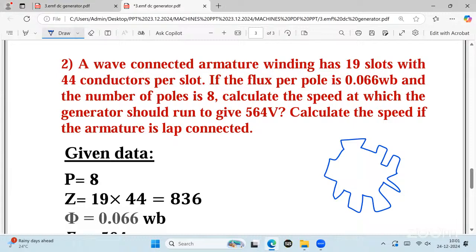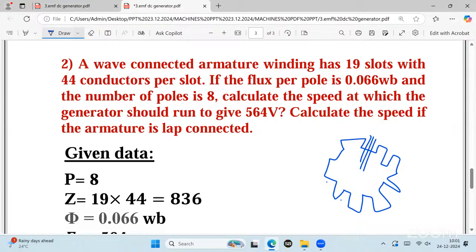Completed, all of you completed the question? Right. Now see, this is the armature. How many slots are there? 1, 2, 3, 4, 5, 6, 7, 8, 19 slots are there. In each slot, how many conductors are placed? 44. Means in each slot we have 44.